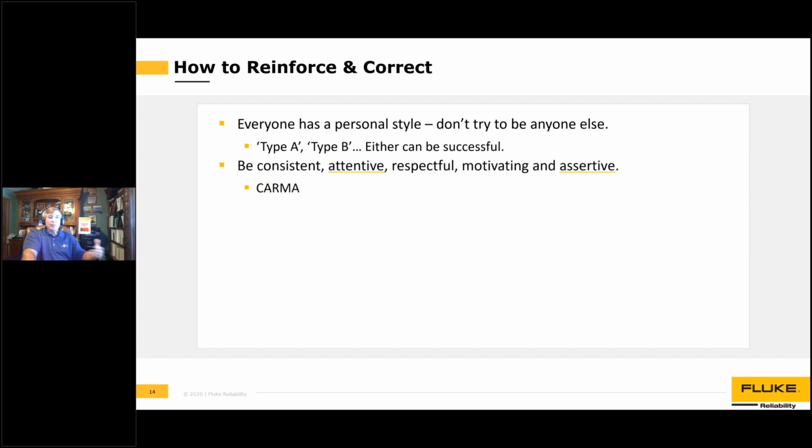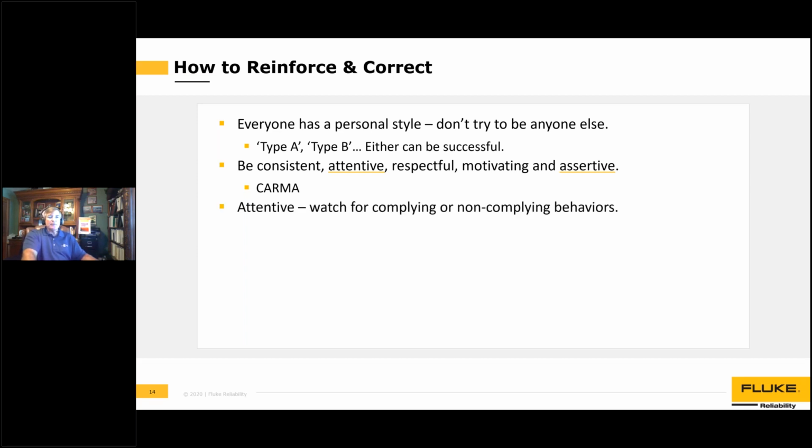So in my book, I talk about the 5 leadership attributes, and those are to be consistent, attentive, respectful, motivating, and assertive. And if you look at the first letters, they spell karma, and I know karma is spelled with a K, not with a C. But if I wanted to make it correct, I'd have to spell consistent with a K. So karma loss, so I'm probably going to pay for that.